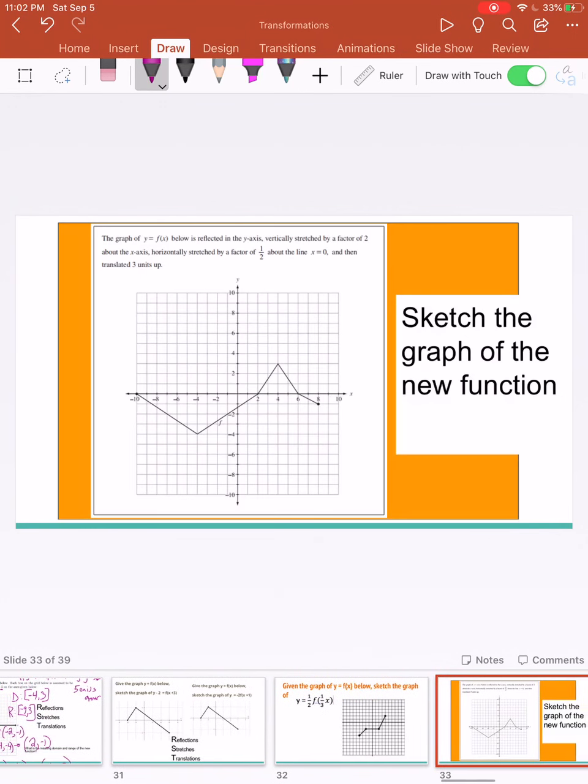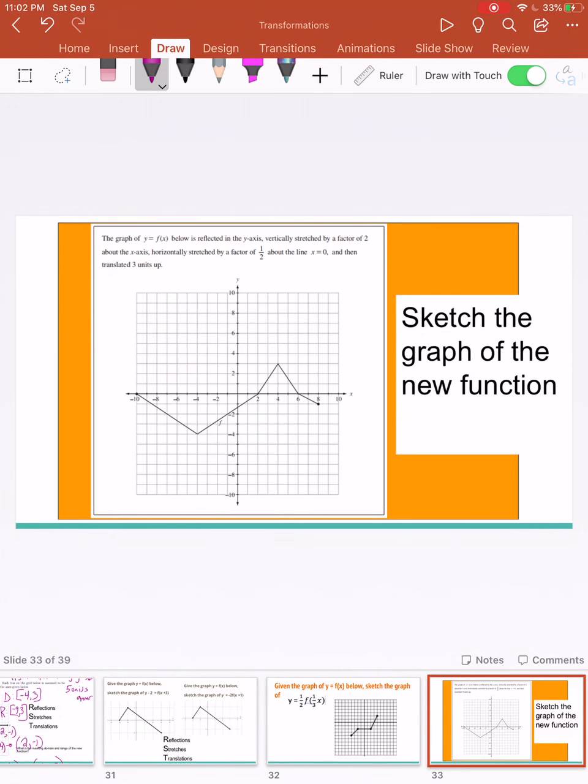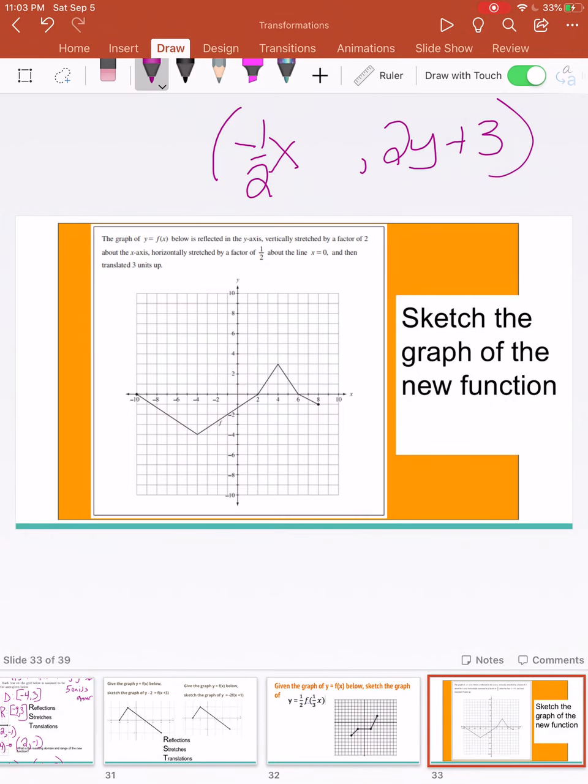Okay, and then we're going to jump ahead to this question here. So this is an old diploma question. What I want you to do is read this and see if you can come up with the mapping coordinates. So we have: the following graph is reflected in the y-axis. If it's reflected along the y-axis, that means our x is affected. It's vertically stretched by a factor of 2, so that's my y. Horizontally stretched by a factor of 1/2. And then translated 3 units up. So this is what the mapping coordinates will look like.